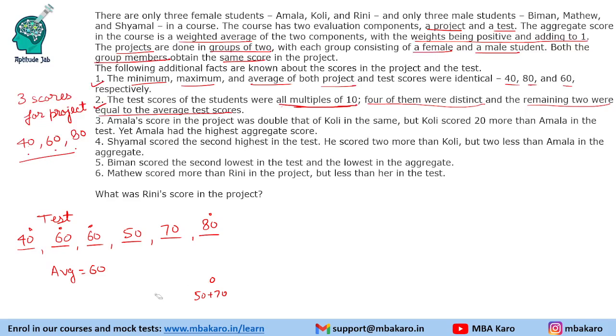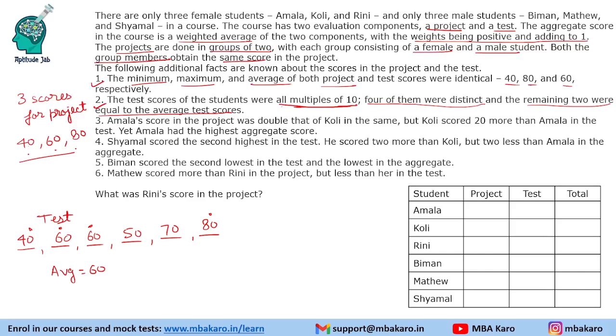So we know the scores of the test as well as the scores of the projects. Now we need to fill these values in the table. So we'll make a table like this. How much score a person gets in project and how much in test and the total that they achieve in the grade, right? So Amala's score in the project was double of Kohli's. Amala in project is double of Kohli, right? Now, if you see, Amala's is double of Kohli.